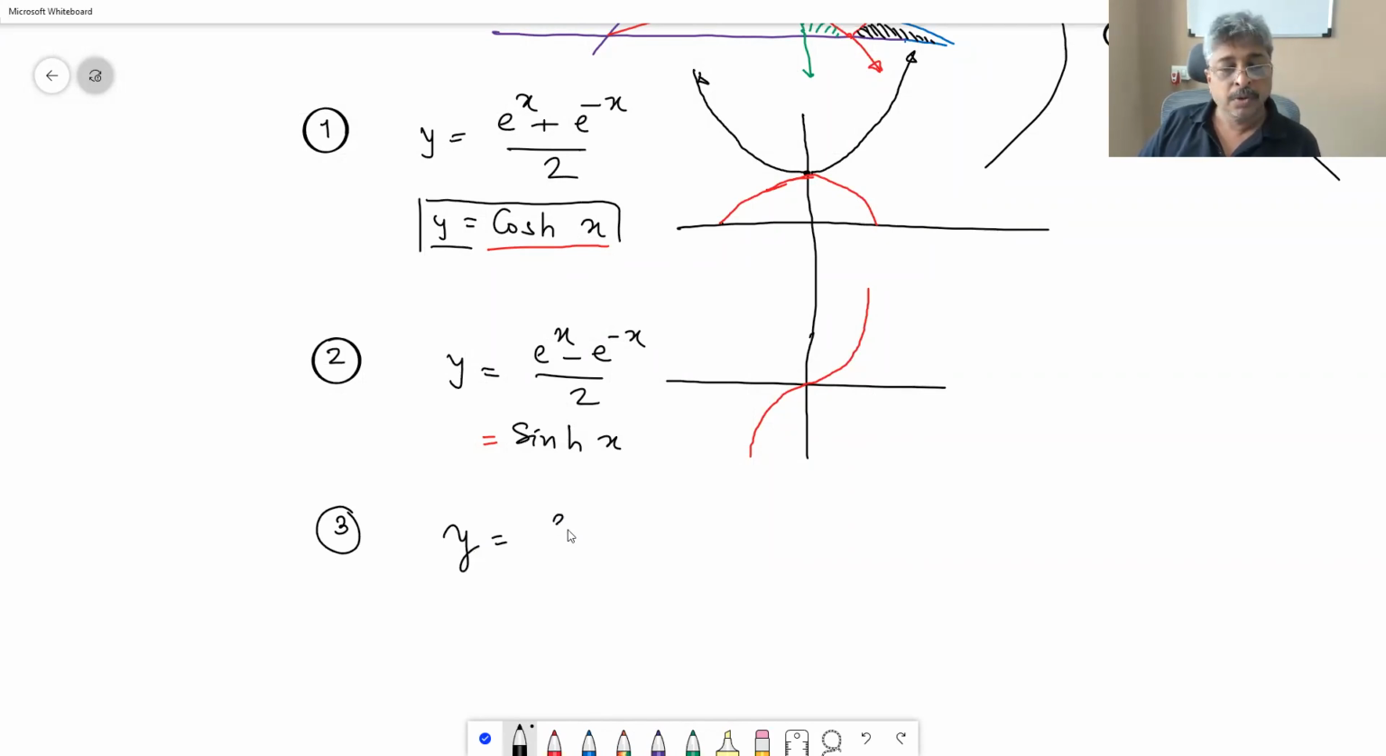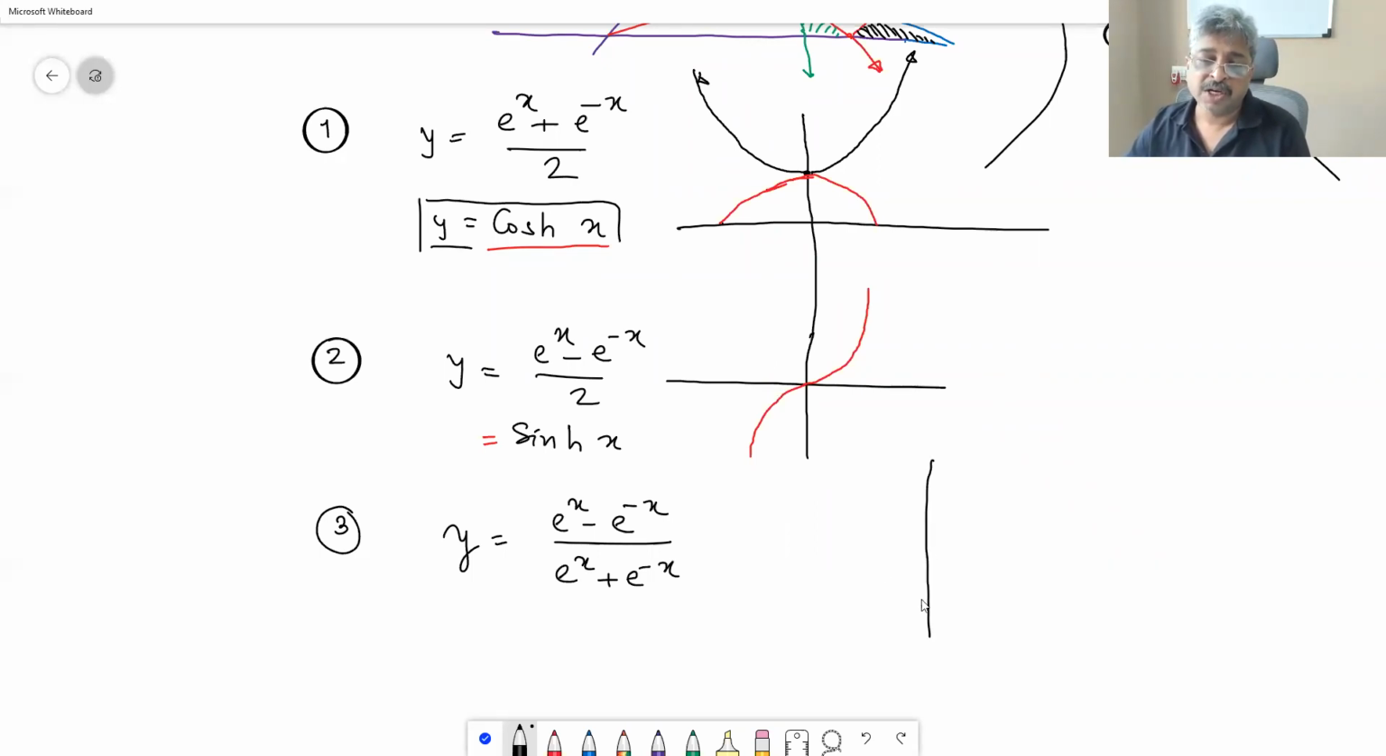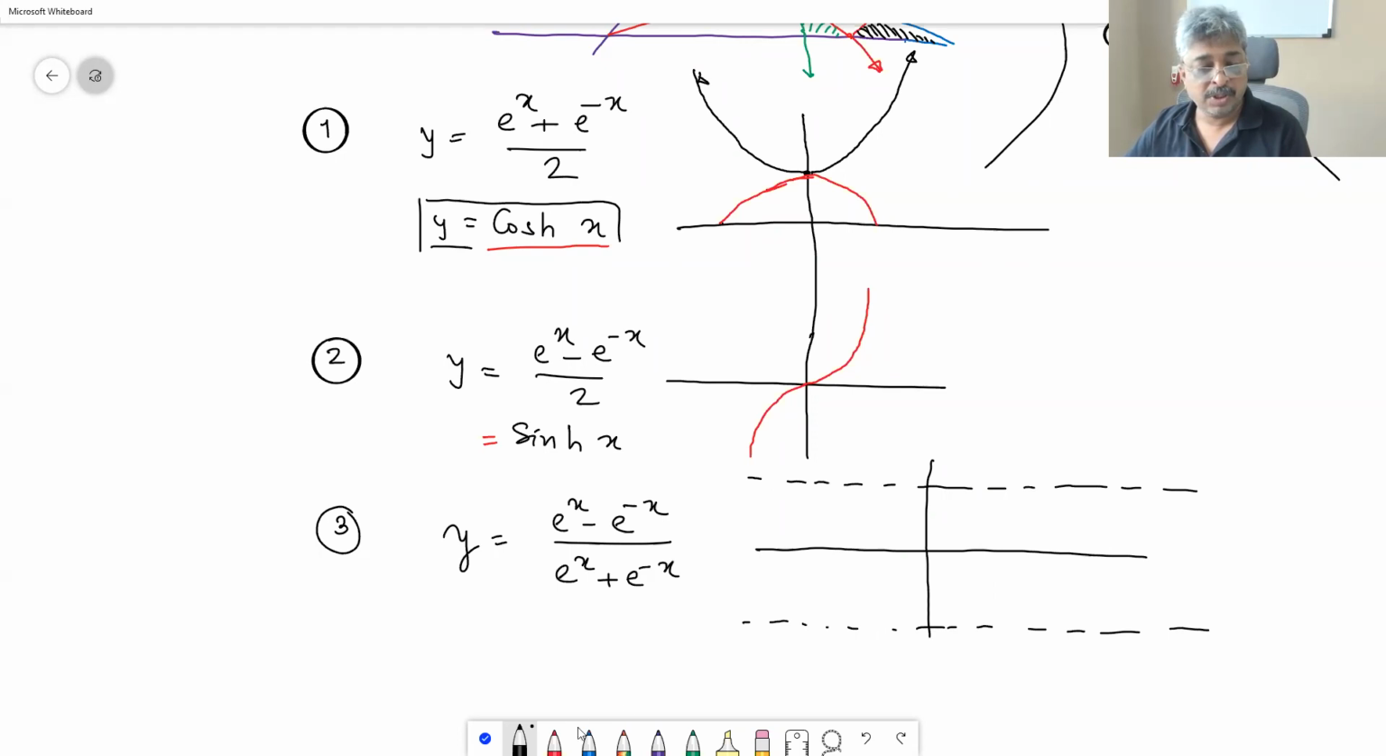Y is equal to e raised to x minus e raised to minus x upon e raised to x plus e raised to minus x. Sketch. Okay, the graph for this. By using whatever tools you want for sketching this graph, eventually you will end up having y equal to 1 as one asymptote, y is equal to -1 as another asymptote, and then the graph is concave here and convex here.